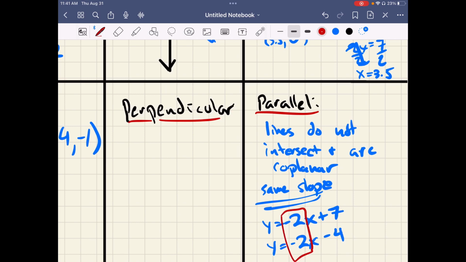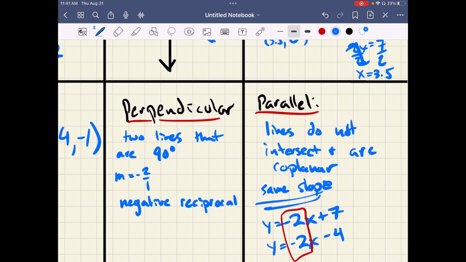All right. Now, perpendicular over here means two lines that are 90 degrees of each other. Okay, so they're going to make a perfect right angle there. And to do that, if my original slope is negative 2 over 1, I'm going to get what's called the negative reciprocal, okay, which means I'm going to flip my fraction and make it the opposite sign, okay? So this is my new slope of 1/2.